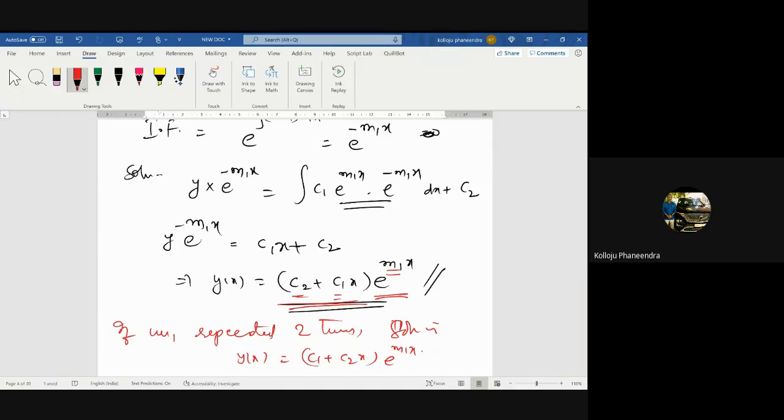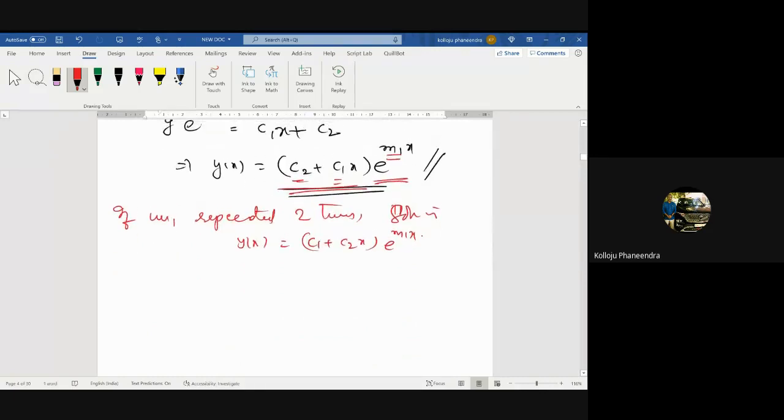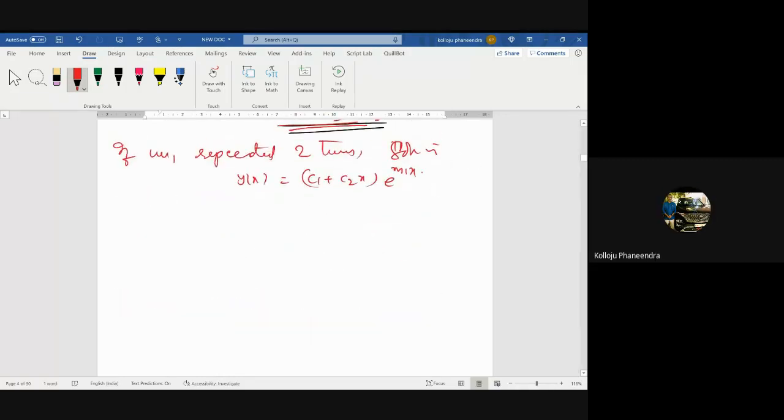Any doubts? This is the concept why we are considering e power mx as the solution. And if any root is repeated, then we are writing its quotient as quadratic and cubic. And next one, see, any doubts? No, sir. Right, now I'm giving the procedure.